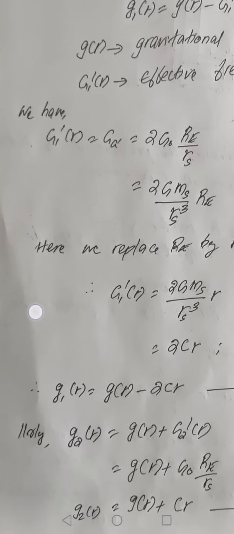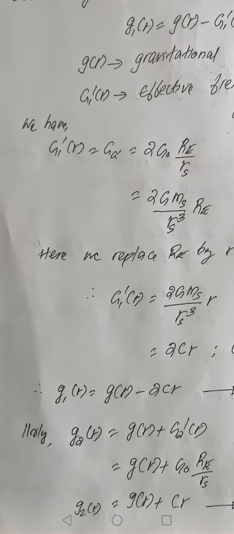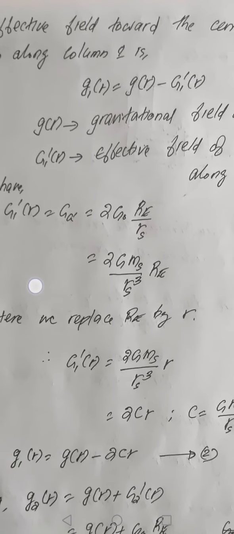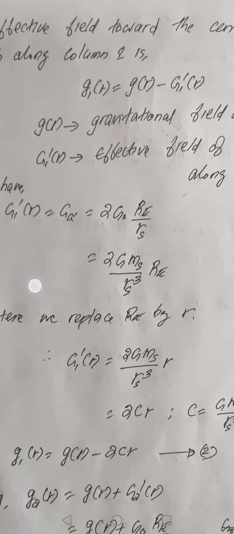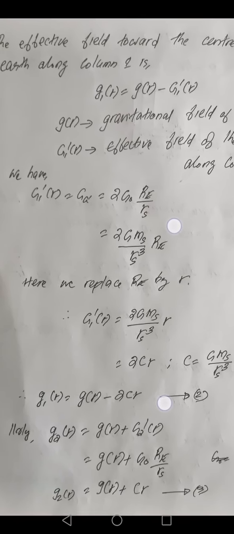Therefore g1 of r is g of r minus 2cr. By substituting, g1 prime of r is 2 G Ms by rs cube into r, so g1 of r is equal to g of r minus 2cr. Similarly you can calculate g2 of r. g2 of r is g of r plus g2 prime of r. Here it is plus, so g of r plus g0 re by rs.